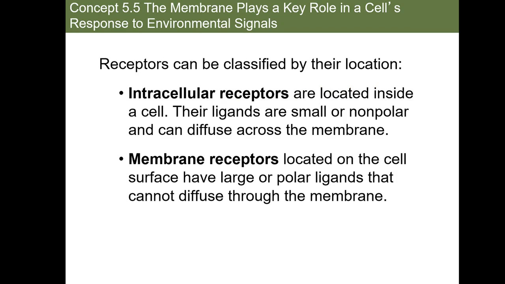Receptors can be classified by their location. There are intracellular receptors and membrane receptors. Intracellular receptors are located inside of the cell. Their ligands are small or nonpolar and can diffuse across the membrane. Membrane receptors are located on the cell surface, have large or polar ligands that cannot diffuse through the membrane.